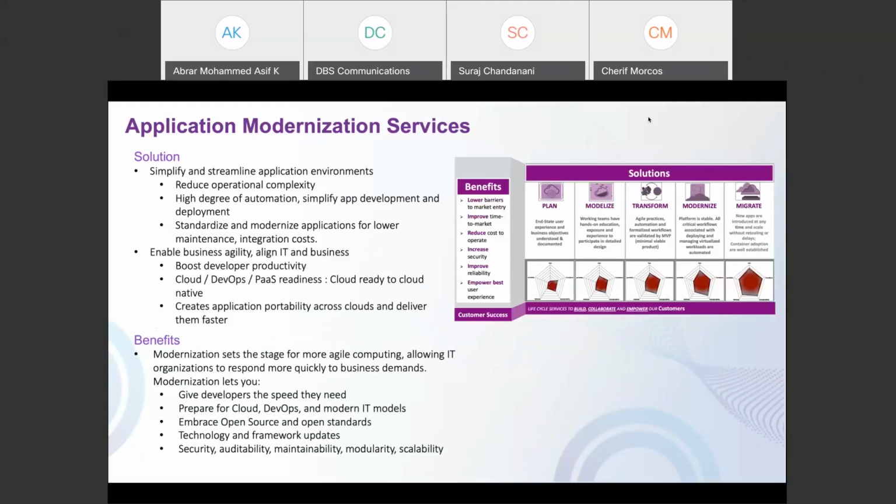Here we have the app modernization services where we could help organizations set up a DevOps environment on-prem or a DevOps environment in the public cloud where you could redevelop the monolithic applications into containers and microservices and then have a more agile development platform.